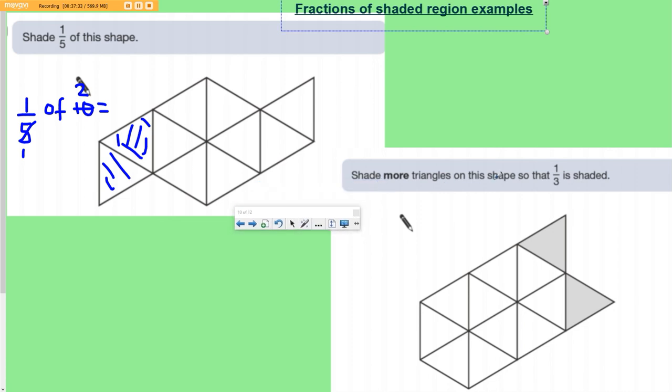Then shade more triangles in this shape so that 1/3 is shaded. 2 is already shaded, right? So let's count 1, 2, 3, 4, 5, 6, 7, 8, 9, 10, 11, 12. So 1/3 of 12. Okay. So remember the song again. Divide by the bottom times by the top. So 3 into itself 1, 3 into this 4, yeah? So we've got 1 times 4 is 4. So we get 1, 2, just need 2 more, yeah?